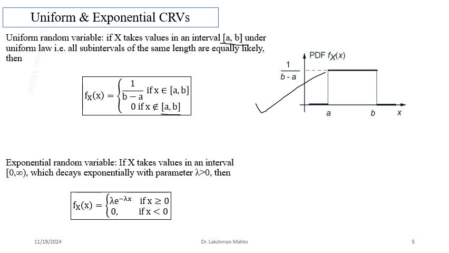Now, if you talk about the exponential distribution, x takes value in the interval 0 to infinity, and the probability density decays exponentially. When x is greater than or equal to 0, the decay is lambda times e to the power minus lambda x. This is the exponential decay. That kind of random variable we call an exponential random variable, and the corresponding probability density function we call the exponential density. You can see the plot like this. This one is a non-uniform kind of probability density function.